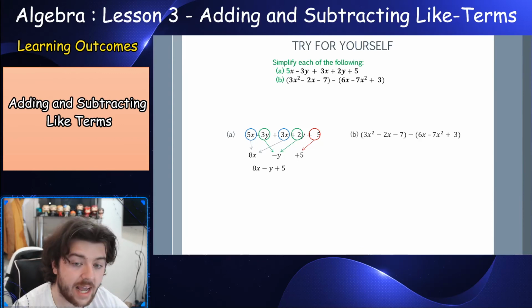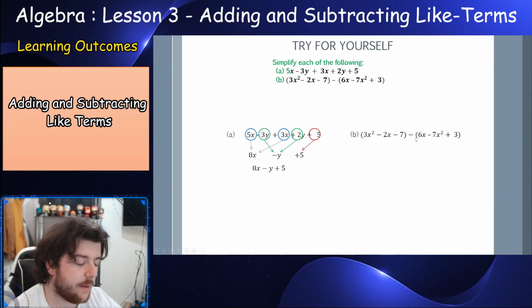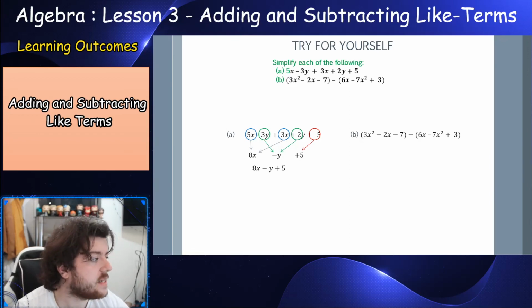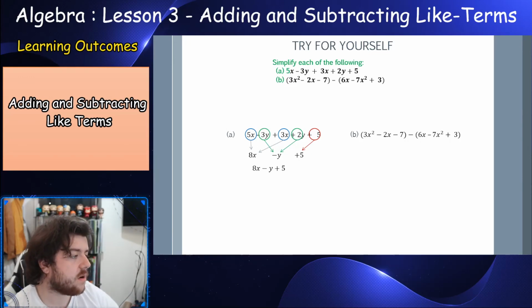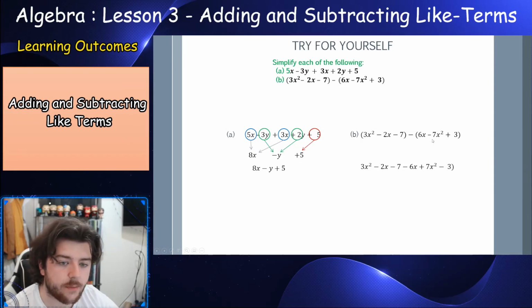The next one, again, we're working with brackets here, aren't we? So make sure you keep an eye out for them. So 3x squared minus 2x minus 7 minus 6x minus 7x squared plus 3x. So they're all in brackets. So first, write them without the brackets. So you see here, this minus 7x squared is going to become a plus 7x squared.